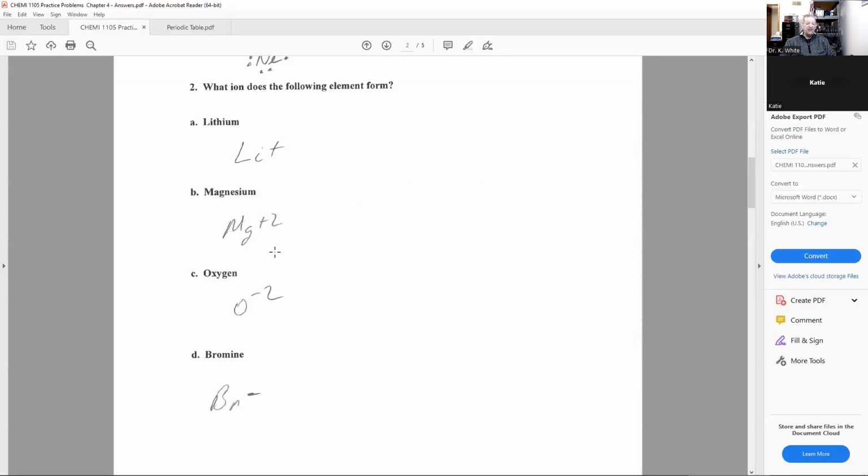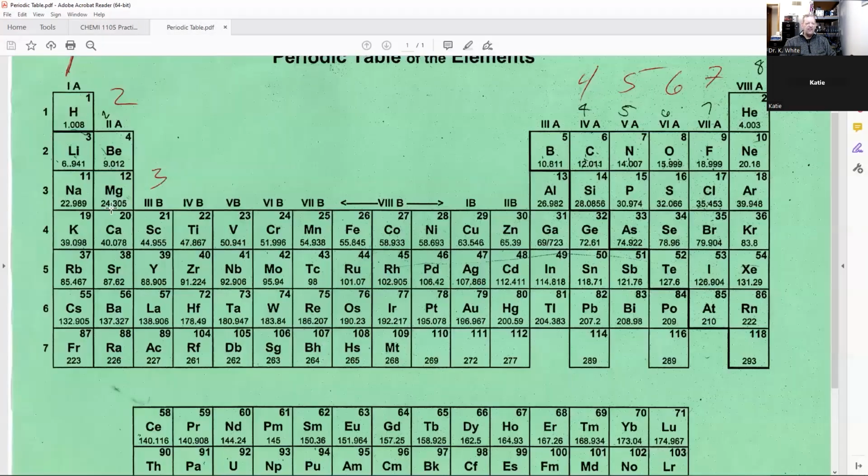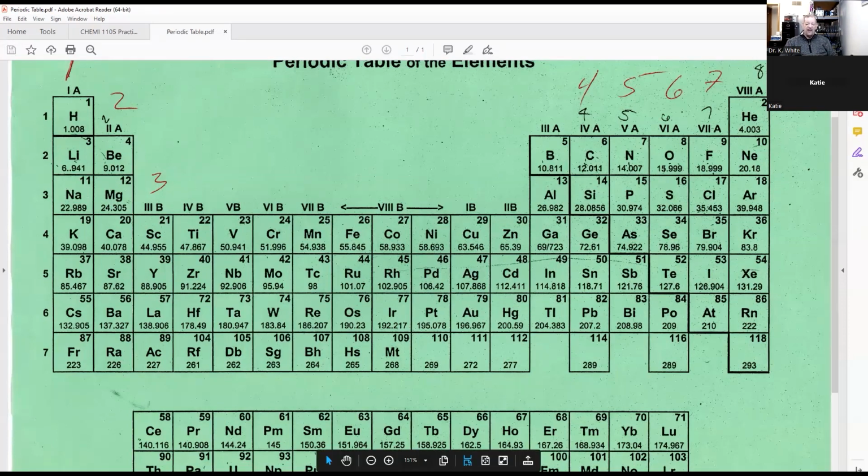Let's do magnesium. How do you do that? You look at the periodic table. Magnesium has atomic number 12. What's the nearest noble gas? Argon at 18, 6 away, or neon at 10, 2 away. Hopefully you think 2 is closer, and it is. So how do we find that ion?